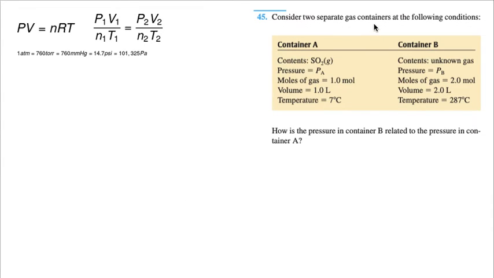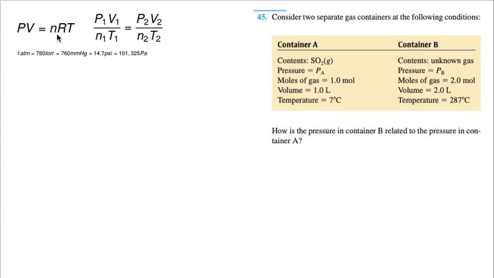Consider two separate gas containers in the following conditions, right? It's container 1 and container 2. And notice in container 1 we have moles, volume, temperature. We don't have pressure. So of course we can solve using the ideal gas law equation. Again, this is one gas and this is another gas. So we should use the ideal gas law equation.